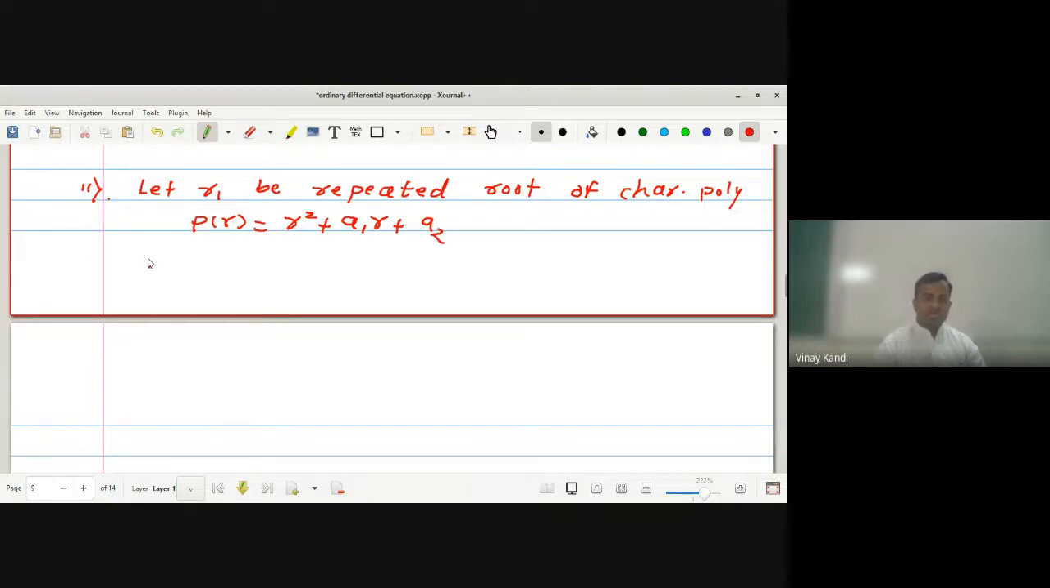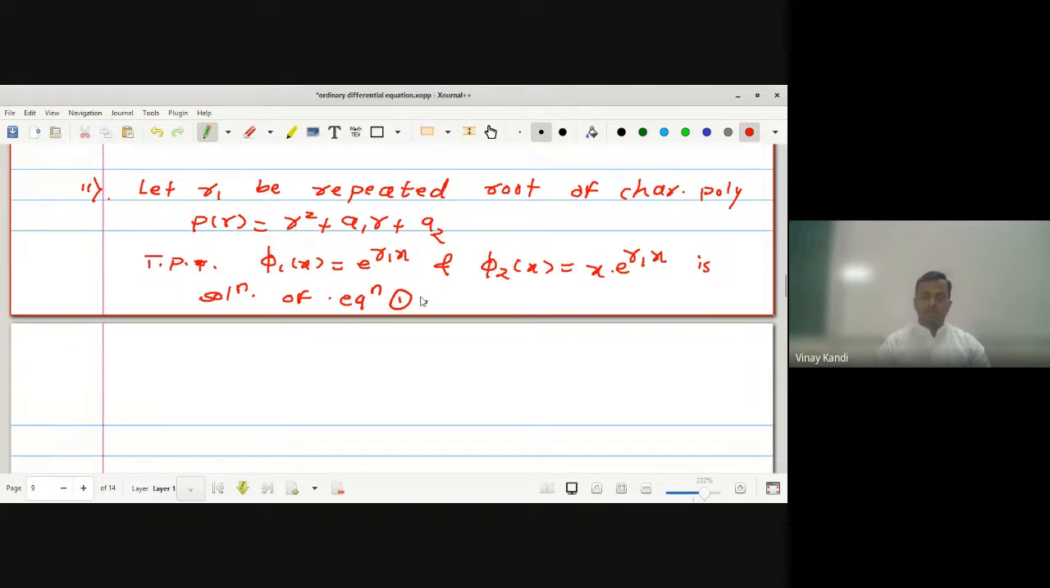Now to prove that phi1 of x is equal to e raised to R1x and phi2 of x is equal to x into e raised to R1 of x. R1 is repeated 2 times. Hence, we can write phi2 of x is equal to x into e raised to R1 of x. It is a solution of equation 1.